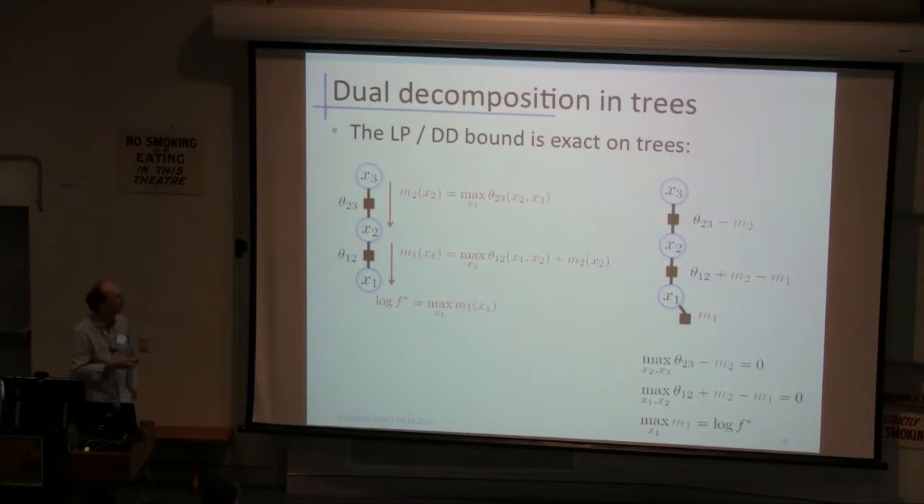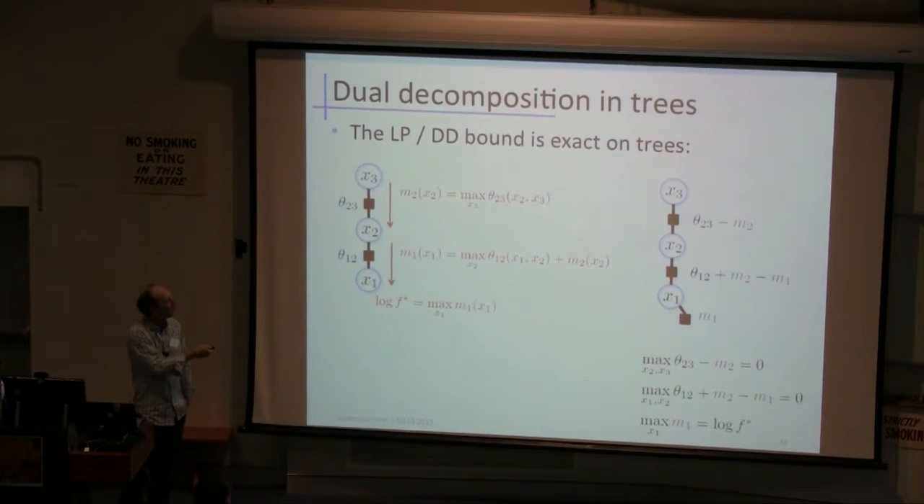And since our coordinate descent, it's a convex optimization problem, the procedure, for instance, the subgradient descent that I described will find the same optimum. Maybe not this reparameterization, but exactly the same value. Okay, so this decomposed bound is exact on trees.